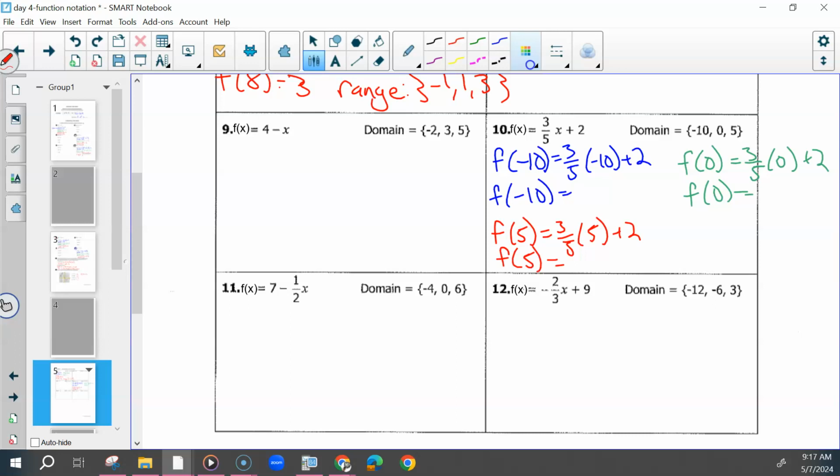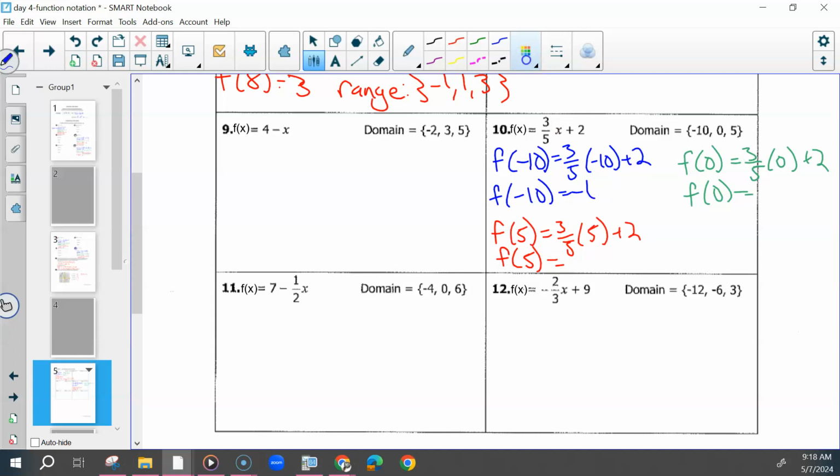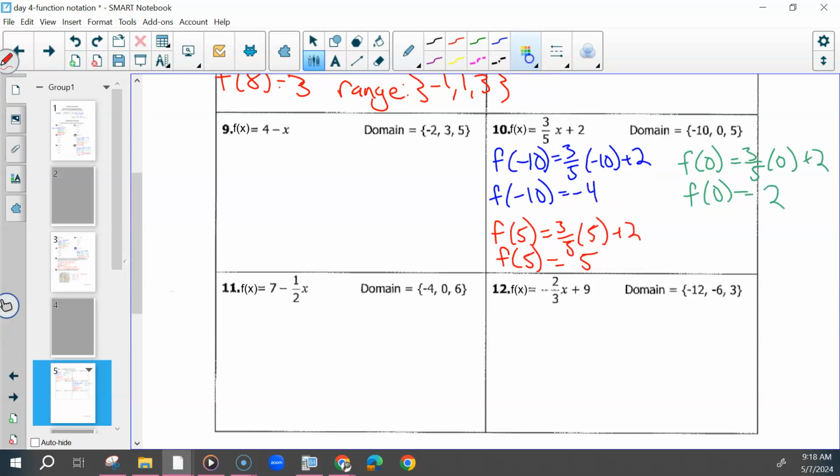What would that first one be? -4. And then the next one? 2. And the next one? 5. So when we write out our final answer, what would that look like? -4, 2, 5, curly brackets.